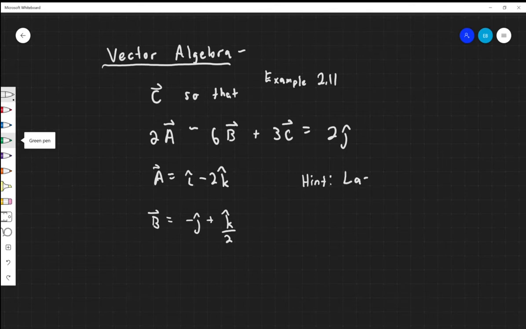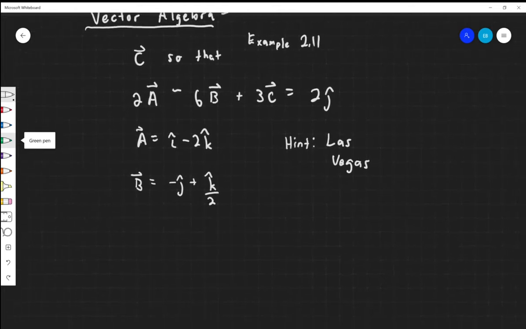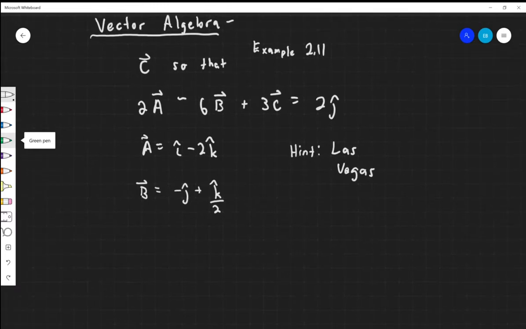And my hint for this is Las Vegas. So remember, only things in the x direction affect other things in the x direction. Y direction doesn't mix with the x or k directions. Okay, so we want to break this up into its components. So we want to take things that are in the i hat direction and only be concerned about those.